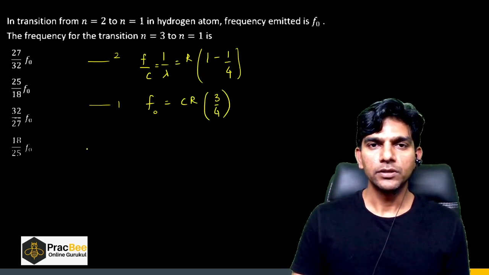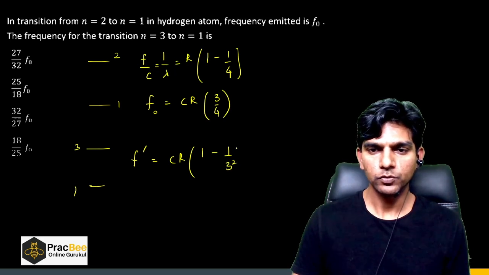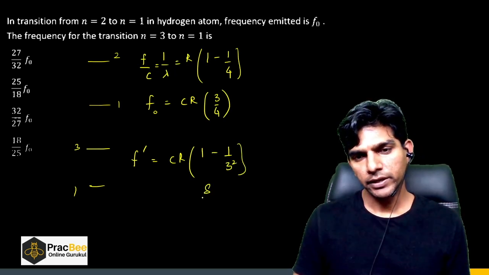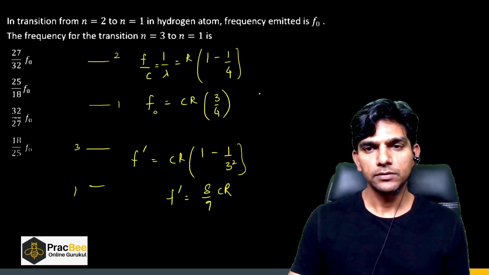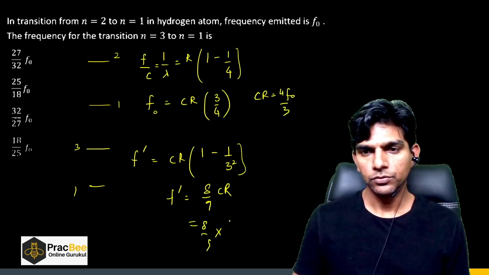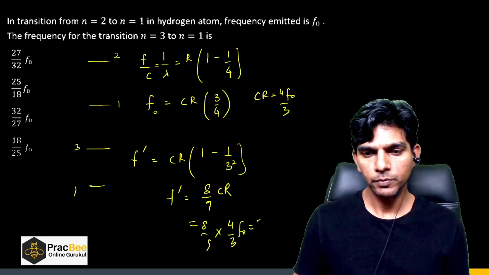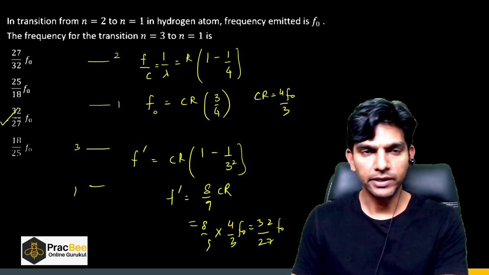So frequency F0 will be CR times 3 by 4. Similarly, for the transition 3 to 1, frequency will be CR times 1 minus 1 by 3 square, that is 8 by 9 CR, which is F prime. Now CR is 4 F0 by 3. So let us substitute this value. So 8 by 9 into 4 by 3 F0. So this will be 32 by 27 F0. So C option is the right answer.